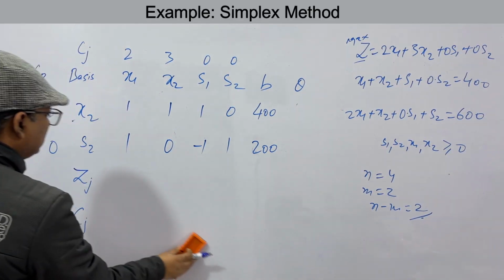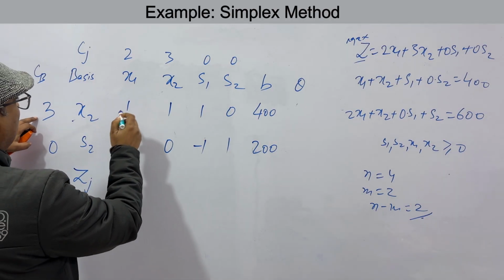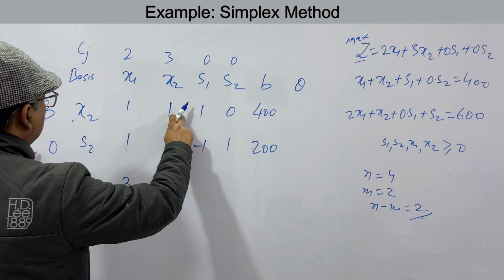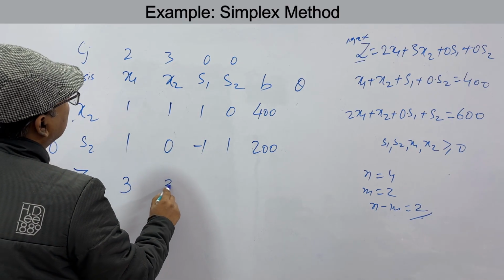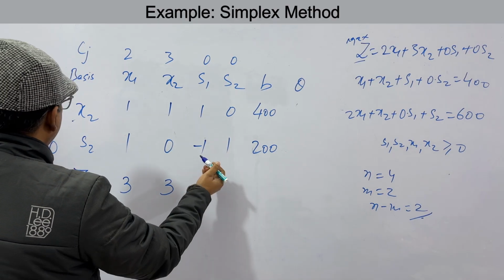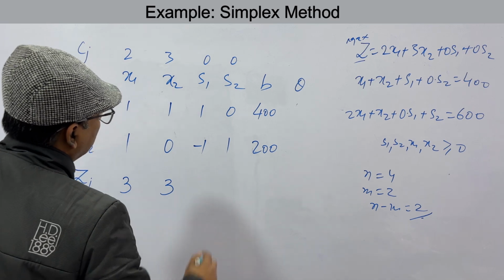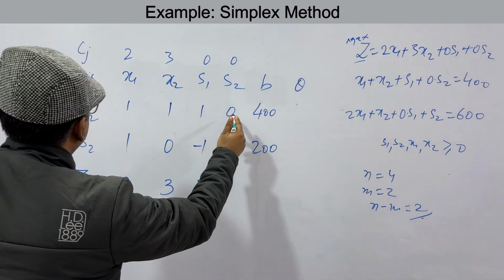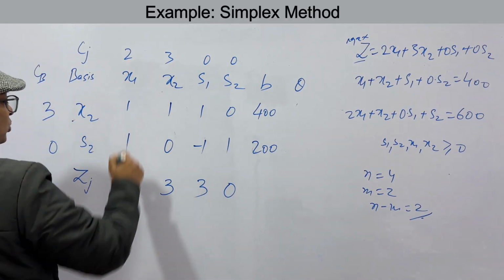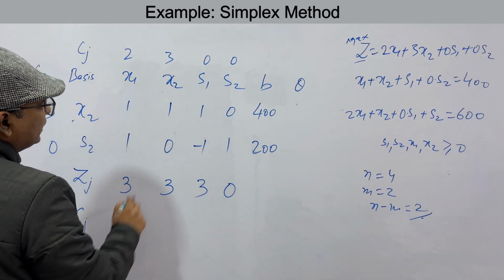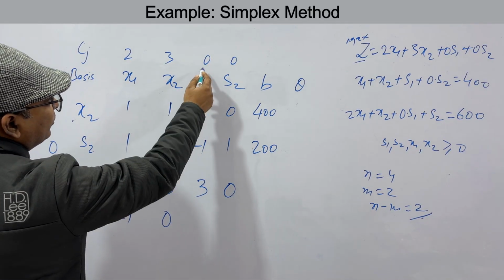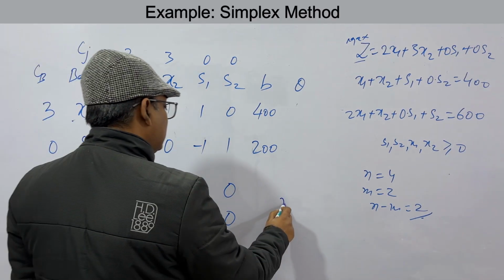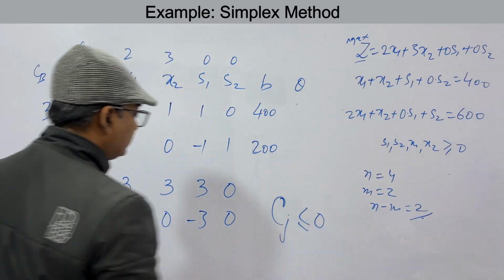Now let's see what Zj is. This will be 3 into 1 plus 0 into 1, so this is 3. 3 into 1 plus 0 into 0, so again 3. This is 3 into 1, 0 into minus 1, that is 3. And this is 3 into 0, 0, 0. Then Cj minus Zj will be 2 minus 3, that is minus 1. 3 minus 3, 0. 0 minus 3. 0 minus 0. So now all Cj are less than or equal to 0.